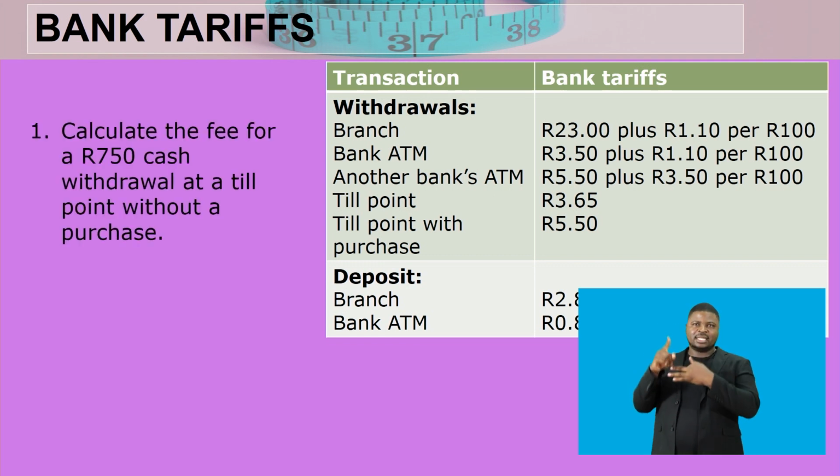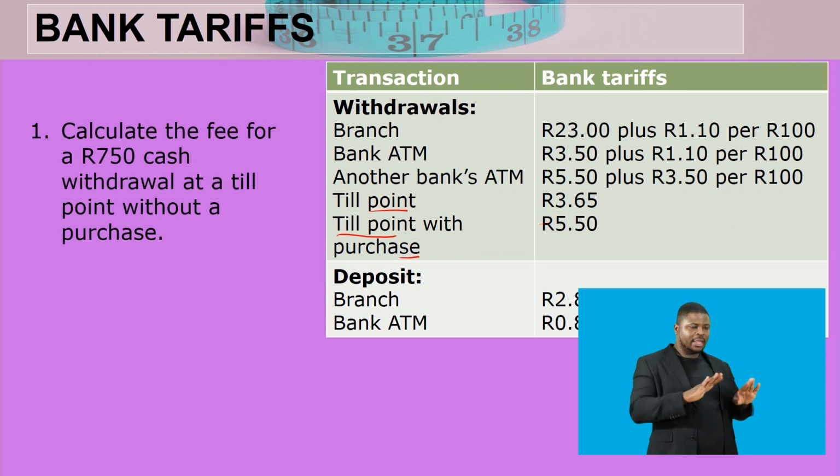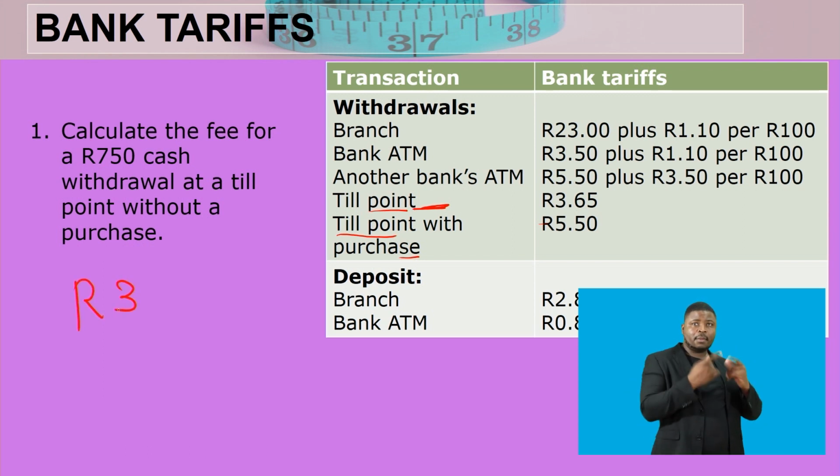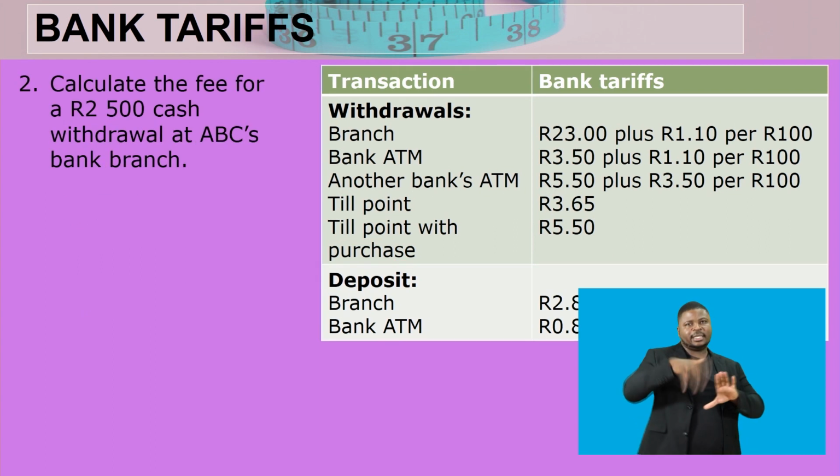Question 1 says, calculate the fee for a 750 cash withdrawal at a till point without a purchase. We are given the till point with purchase, so we are not considering this one. We are given a till point that does not indicate with or without, but because we already have the one that says with purchase, this one is for without purchase. So Zanele will be charged 3 Rand 65 cents for making this withdrawal at a till point.